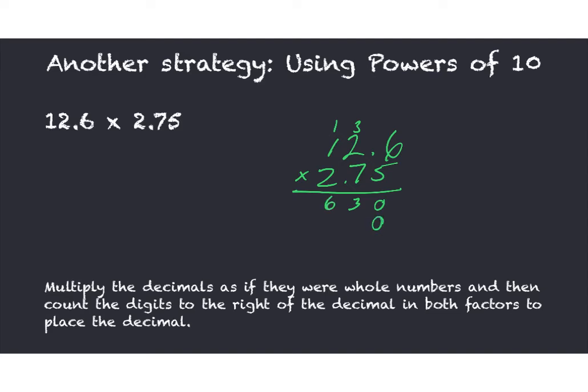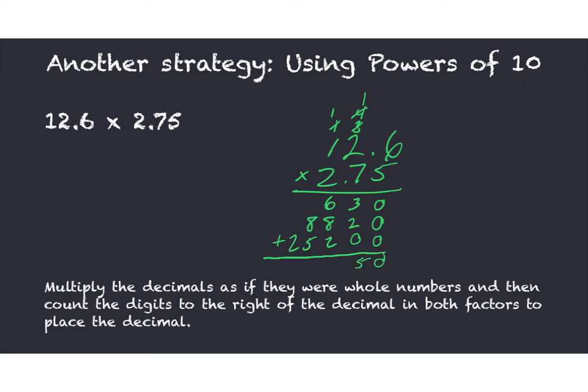7 times 6 is 42. 7 times 2 is 14, plus 4 is 18. 7 times 1 is 7, plus 1 is 8. 2 times 6 is 12. 2 times 2 is 4, plus 1 is 5. 2 times 1 is 2. So let's add up these three partial products.